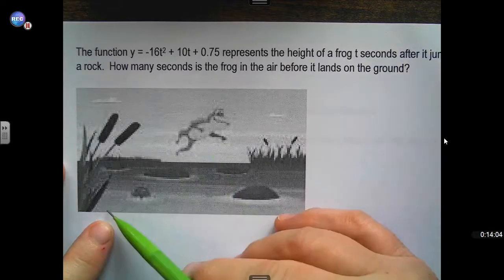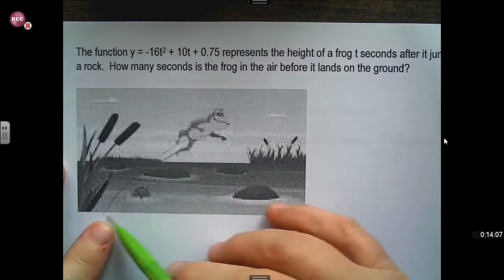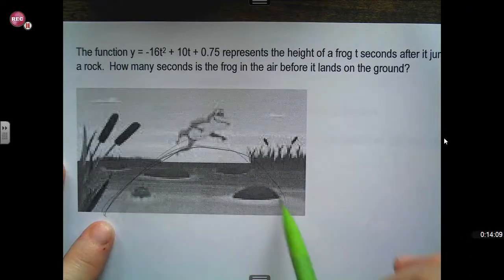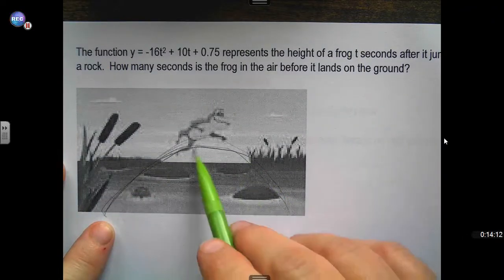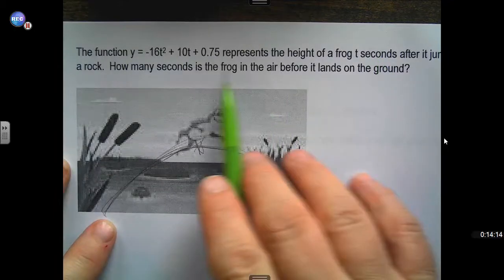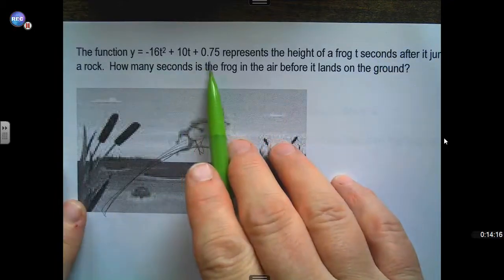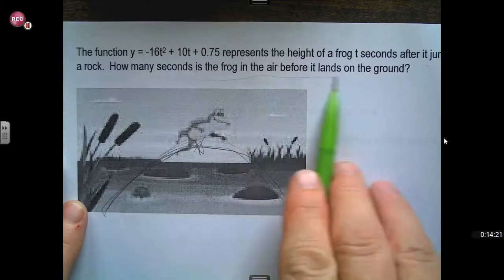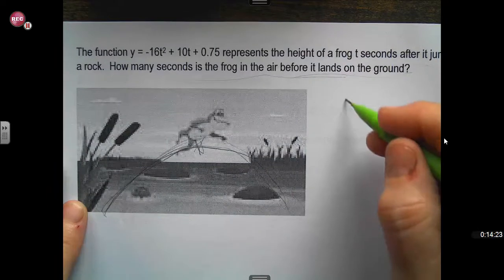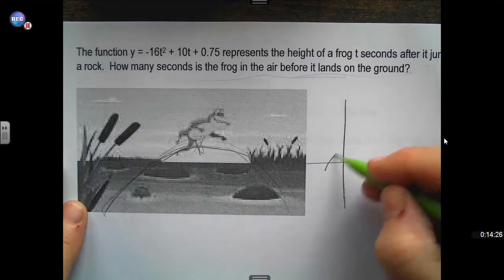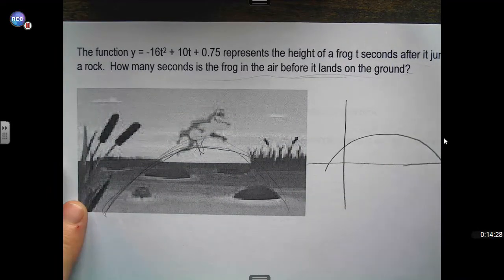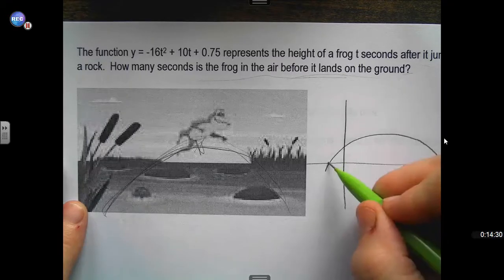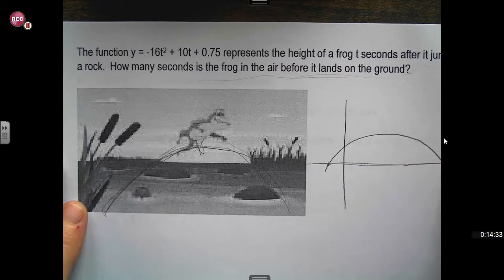So here's this frog jumping into the pond. We know that its shape is going to be parabolic, right? It's going to reach its high point. This here's the equation that represents it, t seconds after it jumps off a rock. How many seconds is the frog in the air before it lands on the ground? So if we roughly look at a parabolic curve like that, we want to know how many seconds it's in the air before it lands on the ground over here. So in other words, we want to find that x-intercept. We want to find that 0.